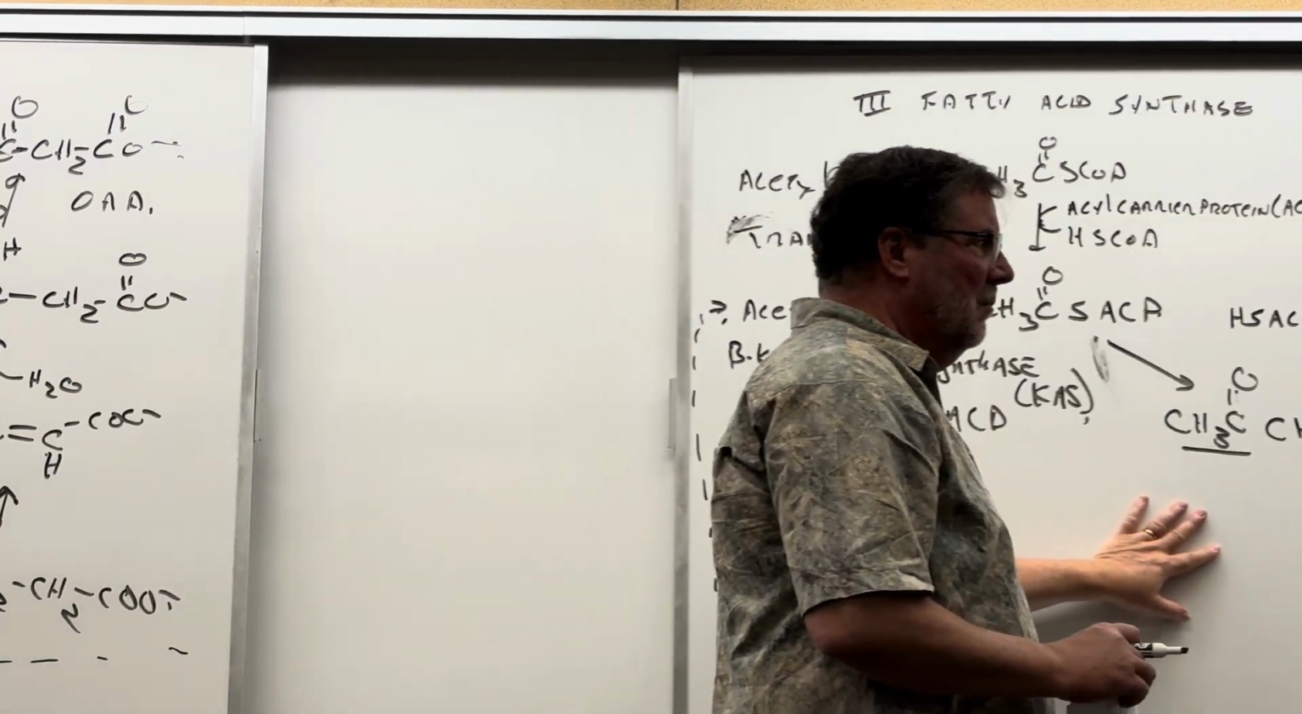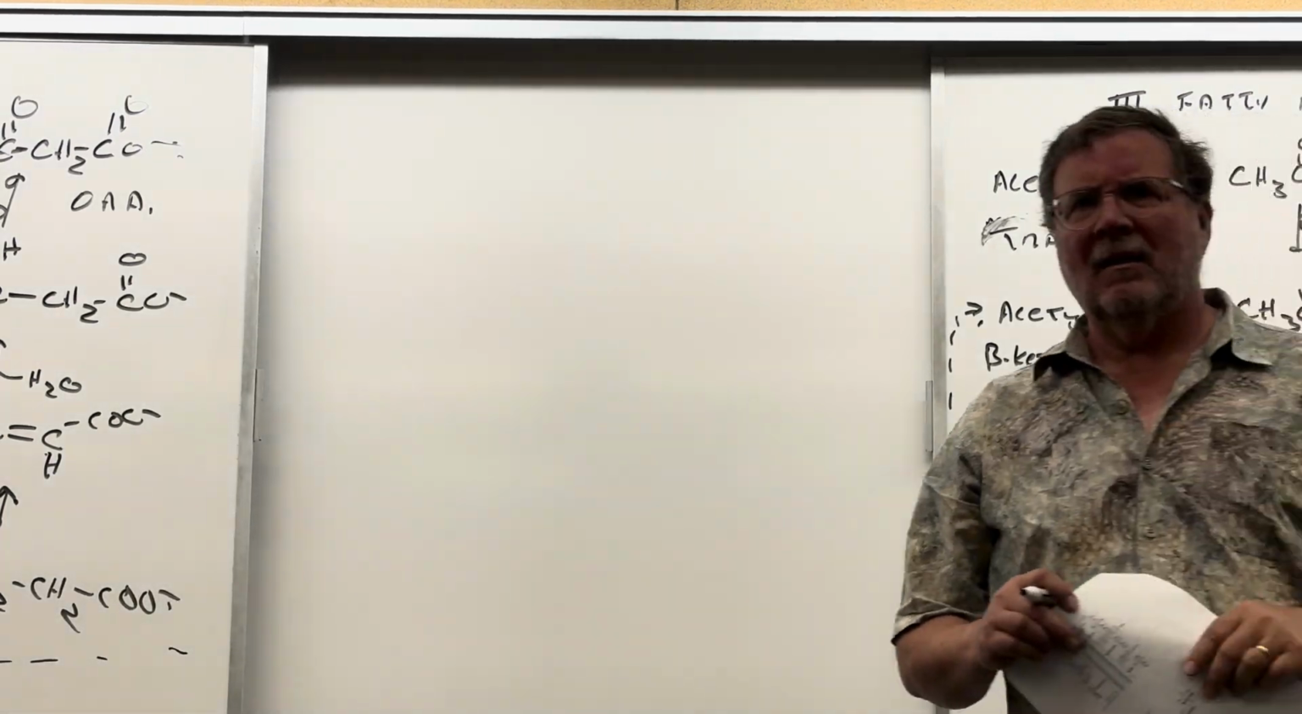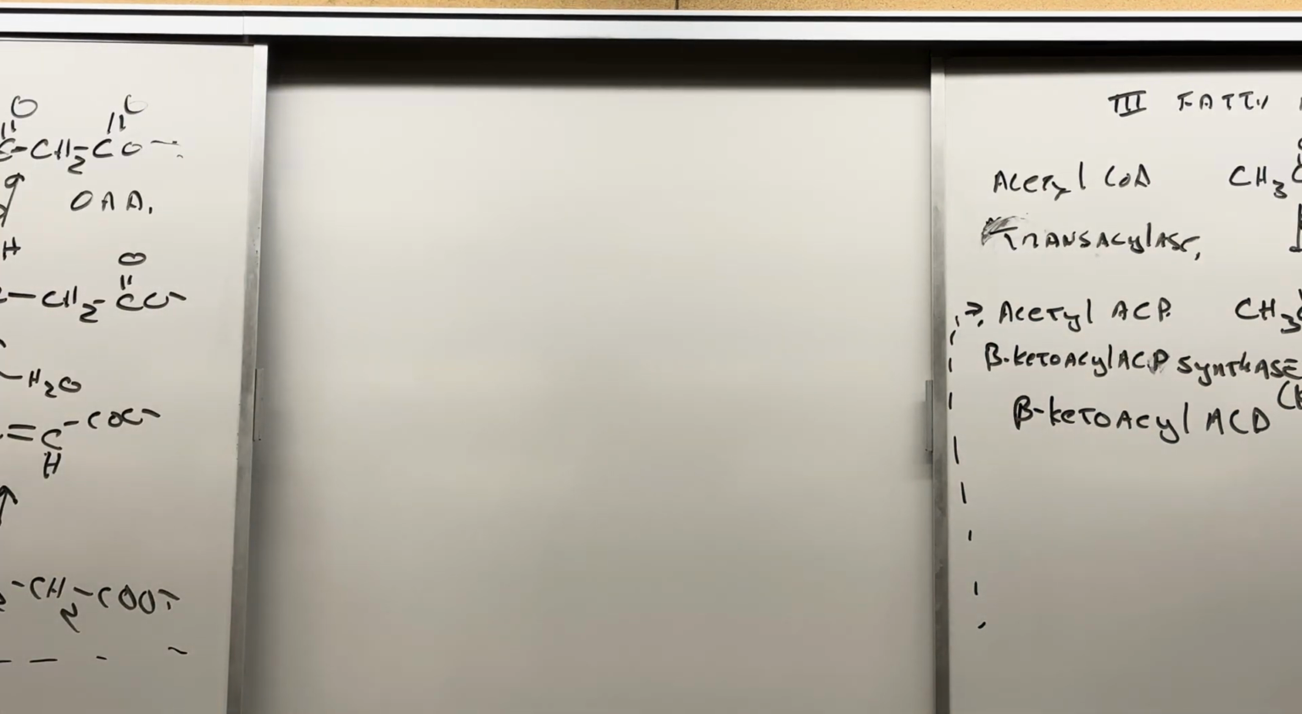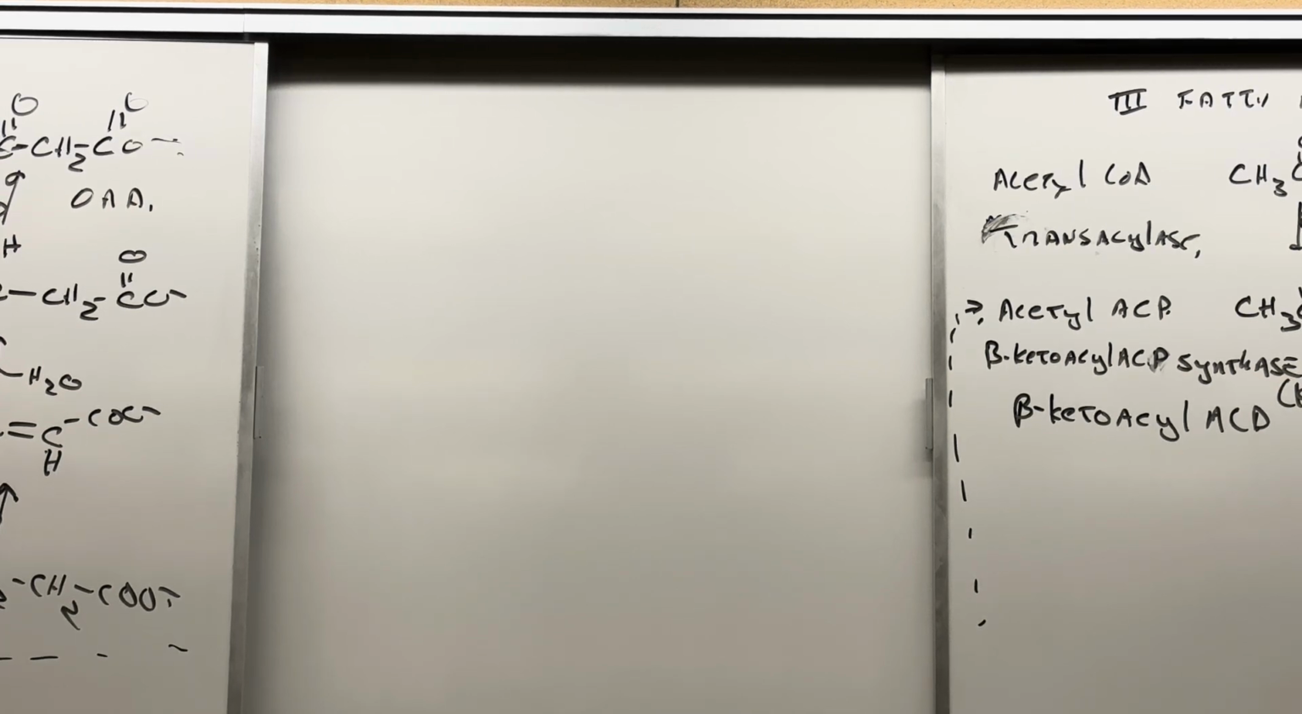What's the name of the one at the bottom? This one is butyryl ACP. That's what that molecule is. Okay, thanks.